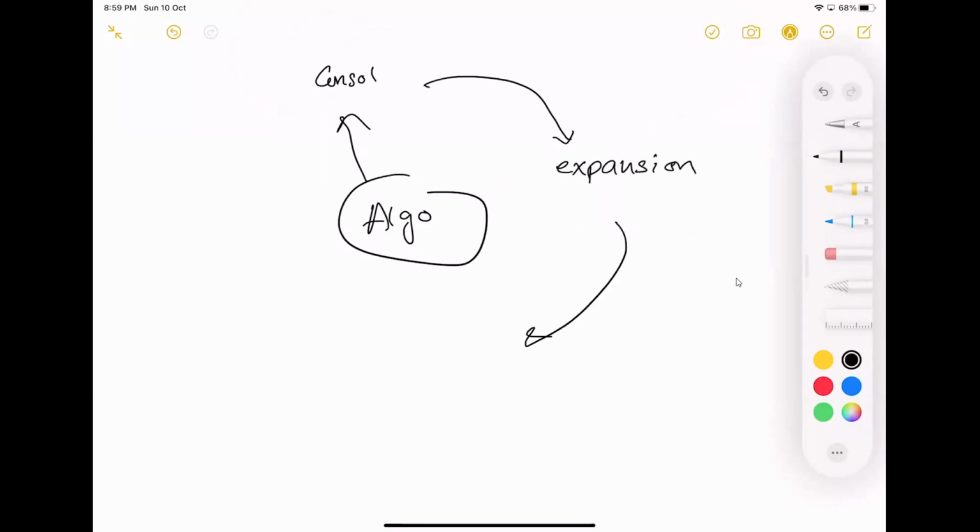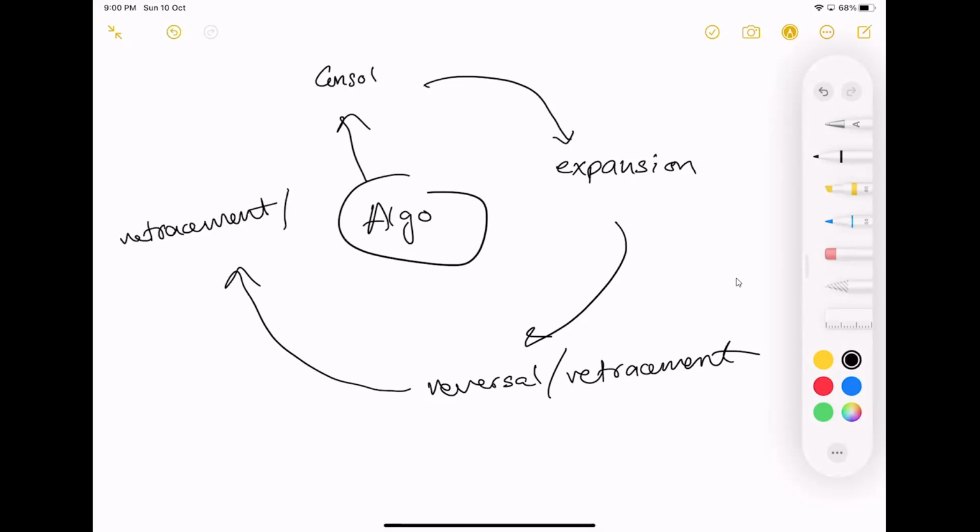Expansion, reversal, or retracement. Yeah, reversal, retracement. Then you have what? Retracement, reversal. All right, retracement, reversal, and back to consolidation, right? For a new cycle to begin.